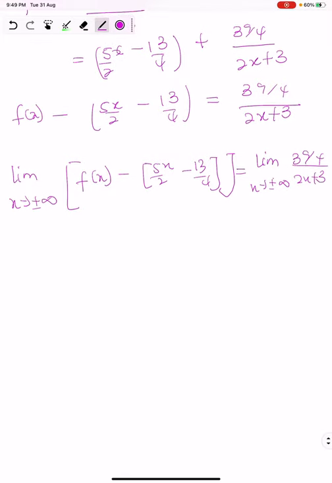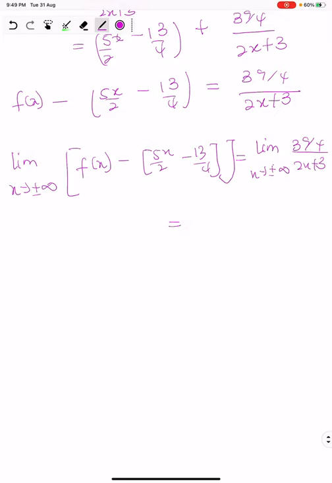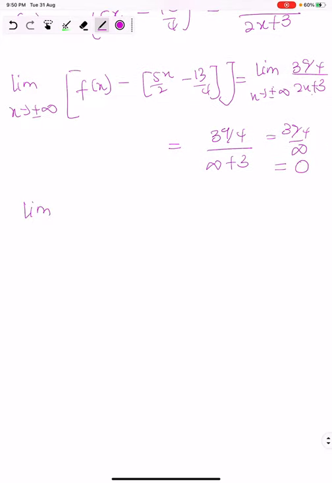Okay, so here this is equal to, limit means wherever we see x, we put plus or minus infinity there. So this becomes 39 over 4 divided by infinity plus 3, which is equal to 39 over 4 divided by infinity, which is equal to 0. So the limit as x approaches plus or minus infinity of f of x minus 5x over 2 minus 13 over 4 is equal to 0.